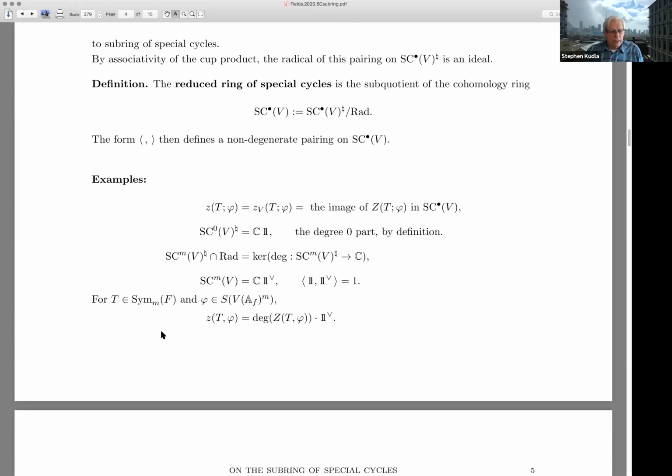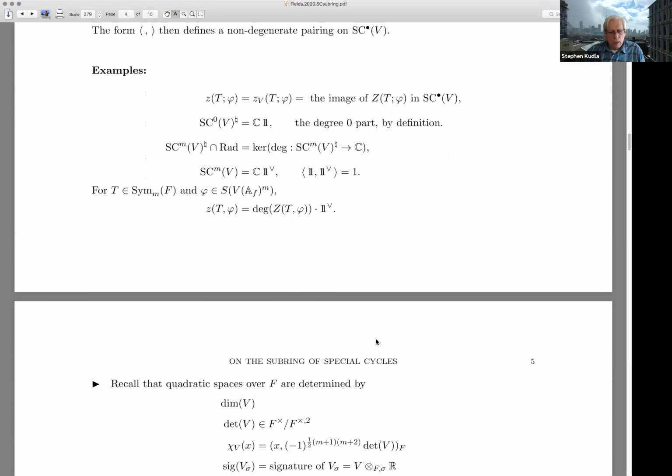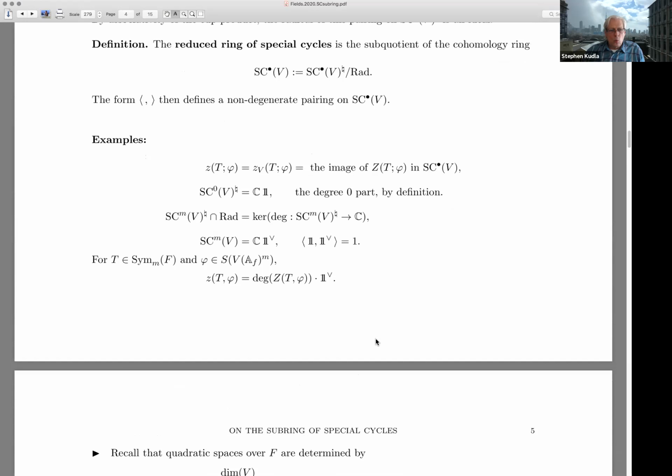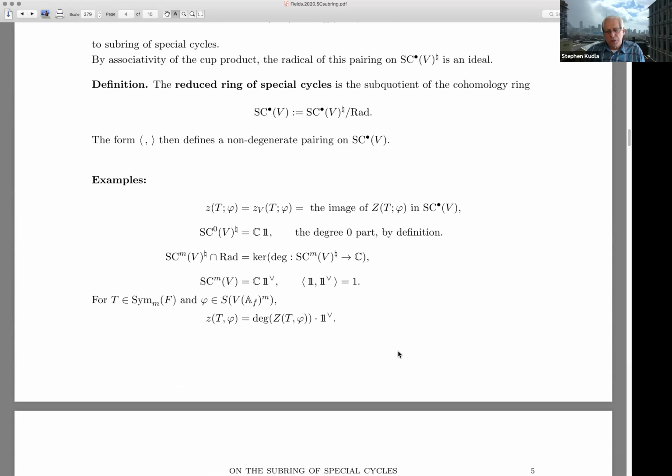And finally, in general, if I had a z, an m by m t and a phi, then little zt is just the degree. It should have been a k, well, the degree of this thing times that class. Okay, so you see how the collapsing is going here. Okay, now, so let me now mention the first result, which is a comparison result.